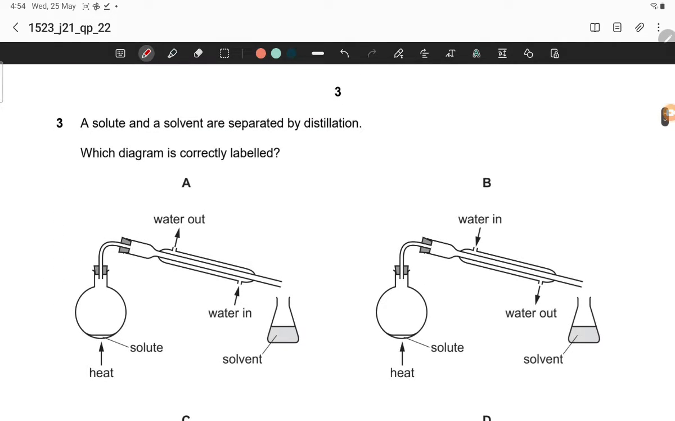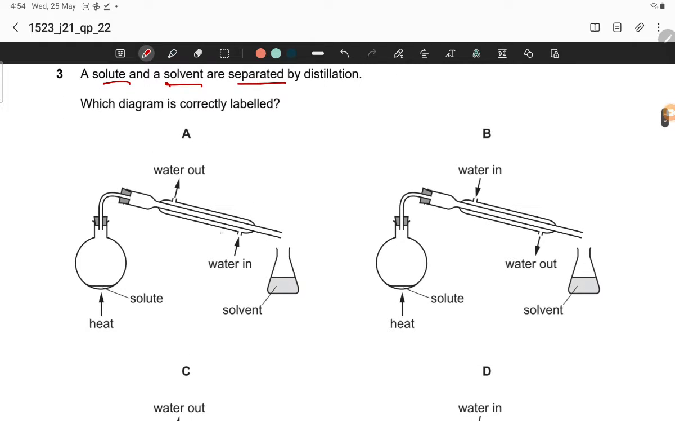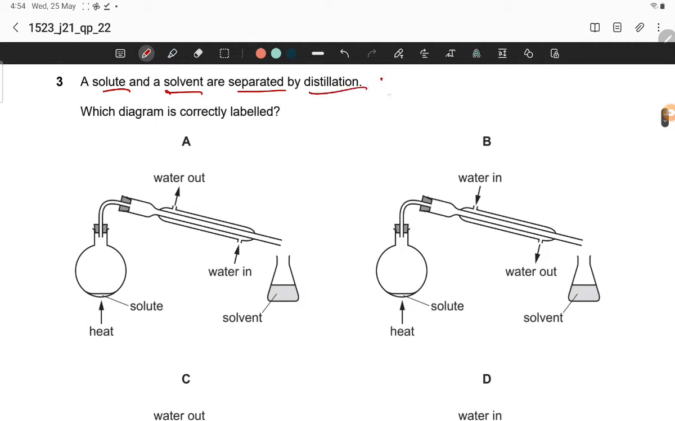A solute and a solvent are separated by distillation. Which diagram is correctly labeled? So this is heat, solute, solvent. Yes, because simple distillation is used to separate liquid from the solid solution.